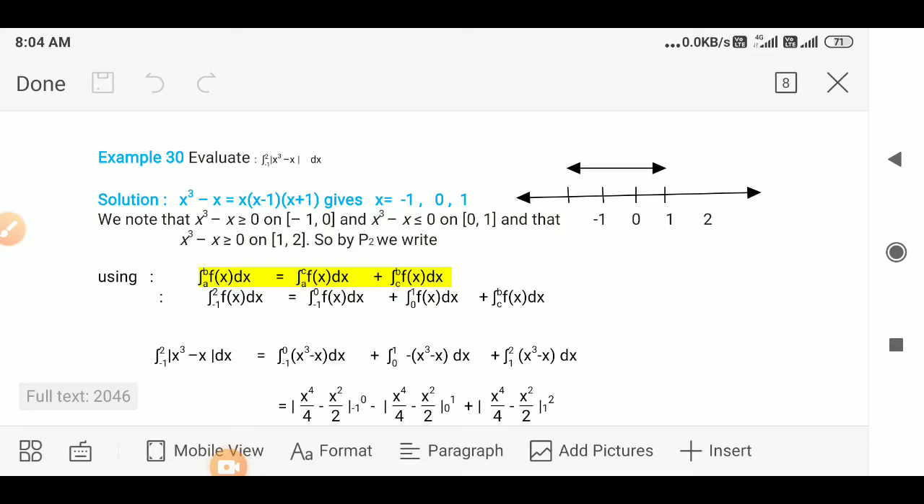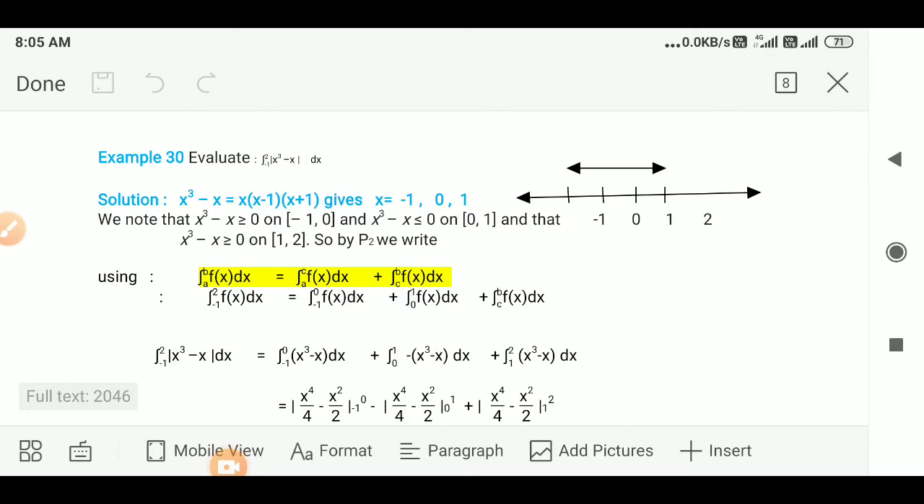Now we note that x cube minus x will be positive in case the values of x are taken from minus 1 to 0. If we take minus 1 to 0, means negative values, but all are fractional, then if we put these values in the factors of x cube minus x, you will get positive.